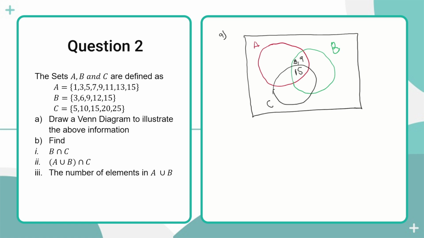Now let's also consider A intersection C, right? What elements can we find in A and we can find in C, right? So we can find 1 in A, we can find it in C. We can find 5 in A, we can find it in C.